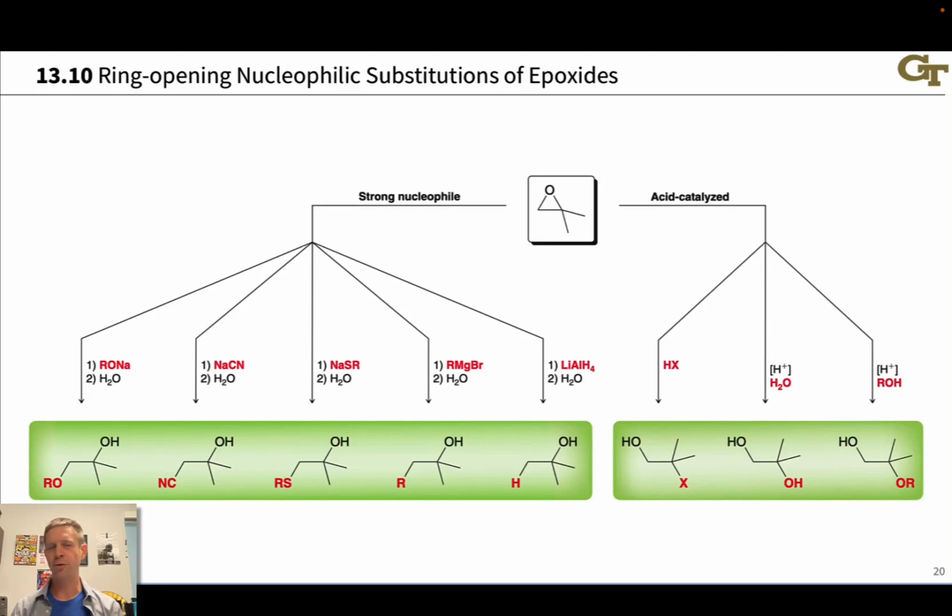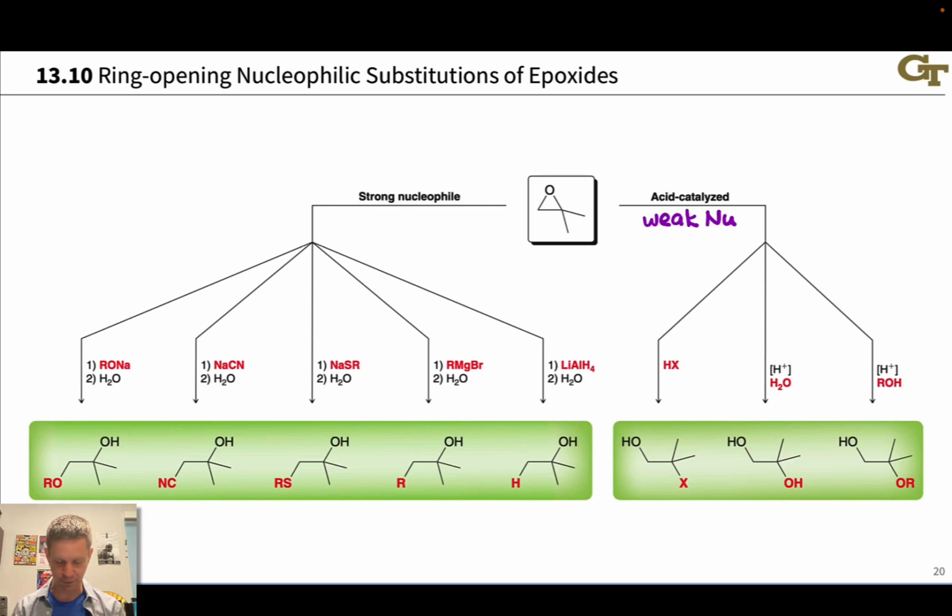Ring opening substitutions of epoxides give us access to two substituted alcohols, alcohols with functional groups at the 2 position. And I love this slide because it contrasts strong nucleophiles versus acid catalyzed, where typically here we're using a weak nucleophile, and we can really see the complementarity of these two methods in terms of regioselectivity.